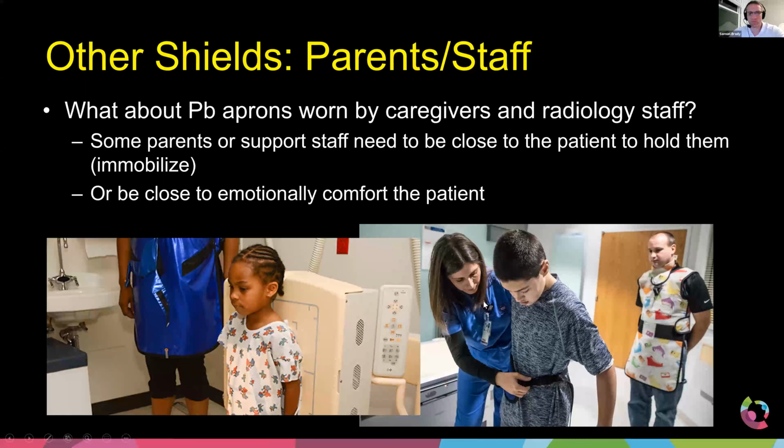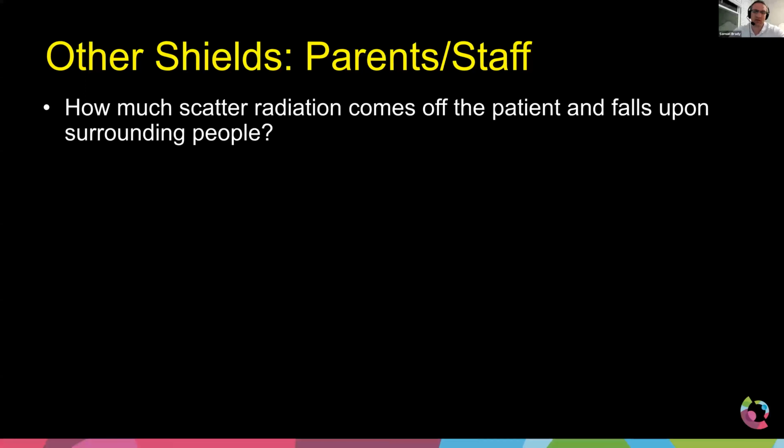When we are in the same room, when the x-ray machine is on and we're imaging, generally speaking, the staff and our parents and the caregivers will wear lead. This is for a lot of reasons, especially in pediatrics, where they have to be there. Sometimes they actually have to hold the kid in place. Other times they're there just for emotional comfort and support.